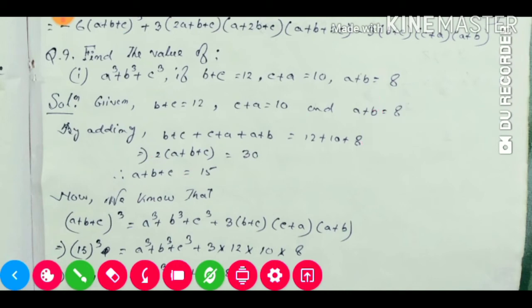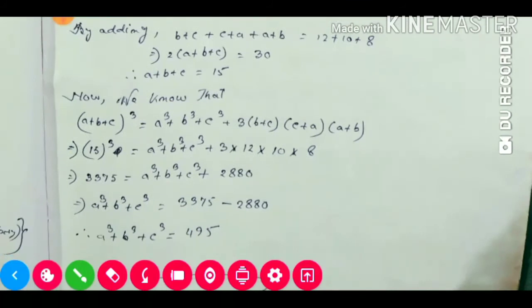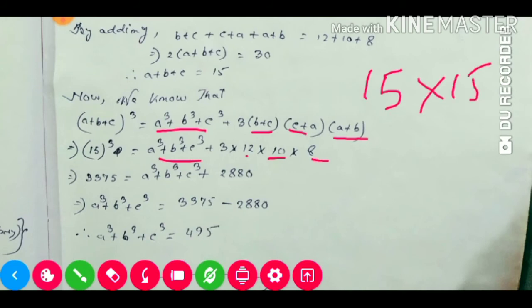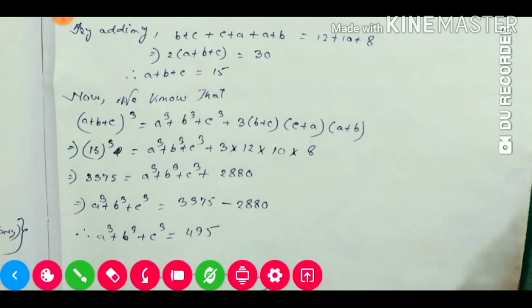Now we'll apply our formula. What is the formula? A plus B plus C whole cube formula, this one. Now A plus B plus C we already got as 15, so 15 cube is equal to a cube plus b cube plus c cube, plus 3 into B plus C, which is given as 12, C plus A is given as 10, into A plus B value, which is equal to 8. So 15 cube, that means 15 three times we need to multiply, 15 into 15 into 15, so it will be 3375.